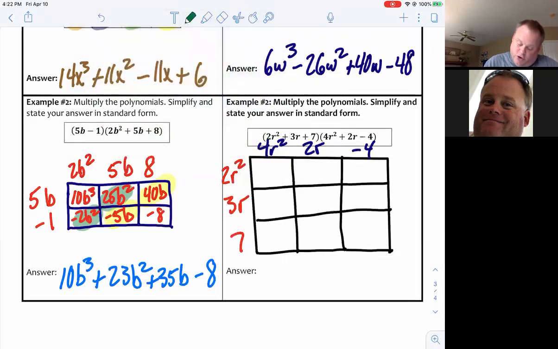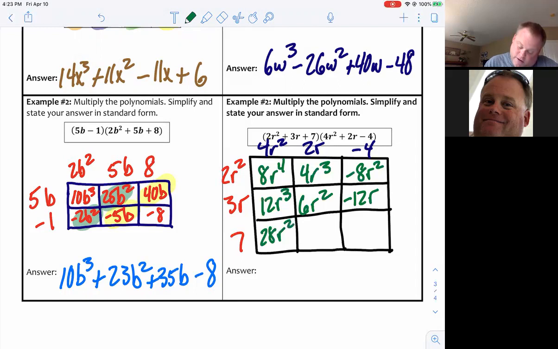And away I go. 2r squared times 4r squared is 8r to the 4th. 2r squared times 2r is 4r to the 3rd. And 2r squared times negative 4 is negative 8r squared. 3r times 4r squared is 12r to the 3rd. 3r times 2r is 6r squared. And 3r times negative 4 is negative 12r. 7 times 4r squared is 28r squared. 7 times 2r is 14r. And 7 times negative 4 is negative 28.